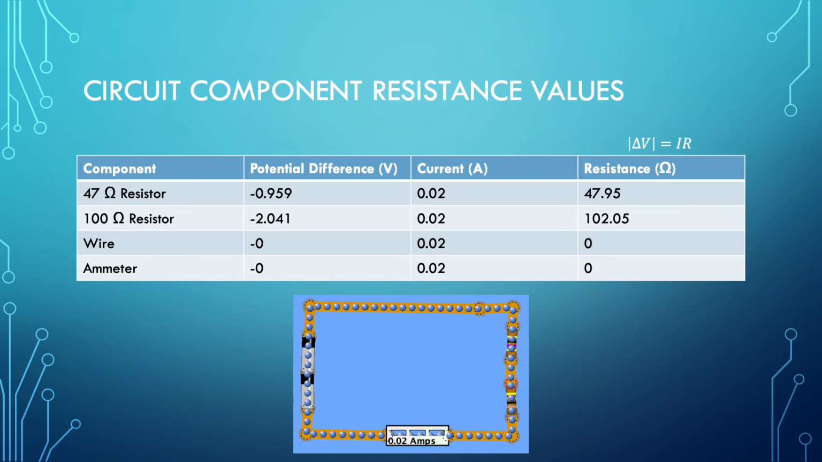Utilizing the potential difference and current measurements that we previously found, we can find the resistance in each component of the circuit. We find that the 47 ohm resistor has a resistance of 47.95 ohms, the 100 ohm resistor has a resistance of 102.05 ohms, and the wire and ammeter have resistances of 0 ohms.